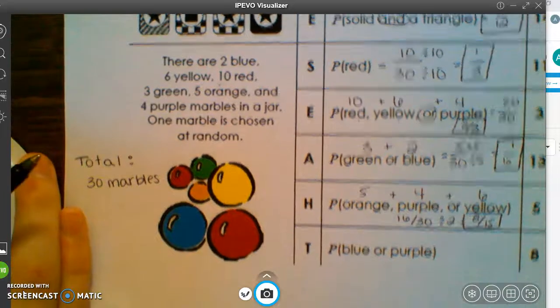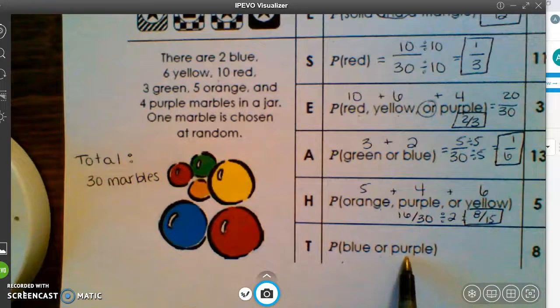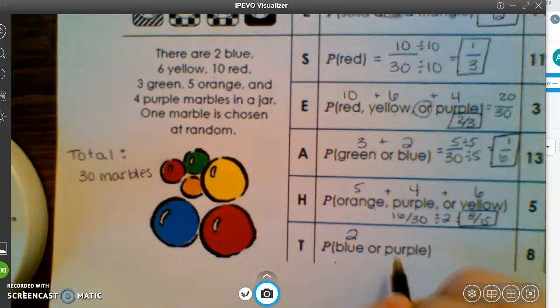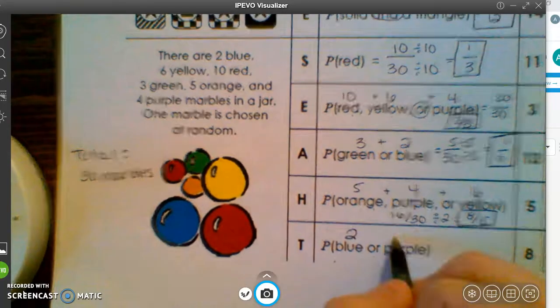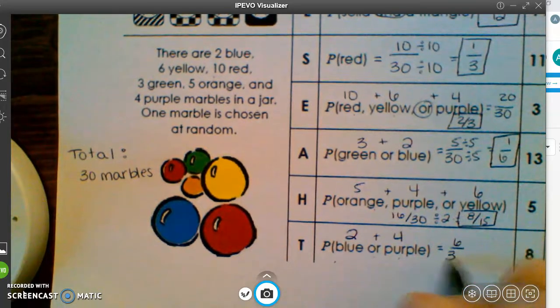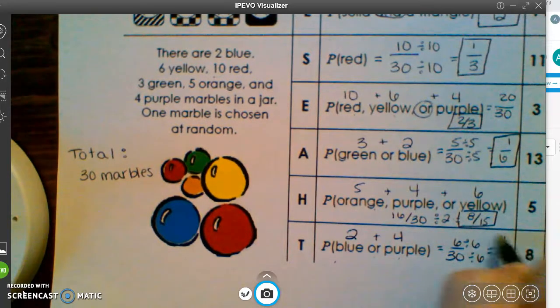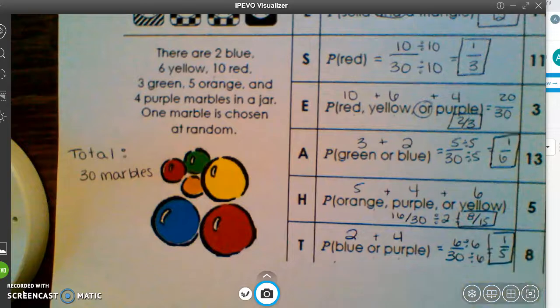Our last example is probability of blue or purple. So there are 2 blues and 4 purples. When I add those together, I get 6 out of 30. Again, we can simplify both of those by 6. And when we do that, we get a 1/5 chance.